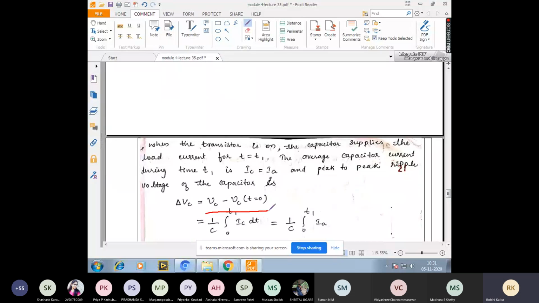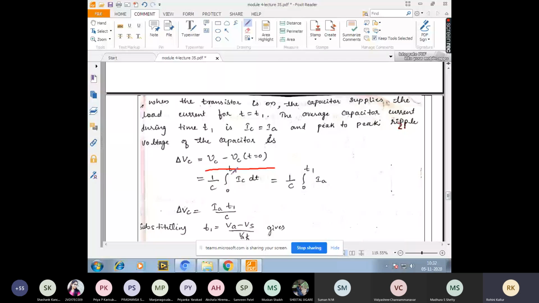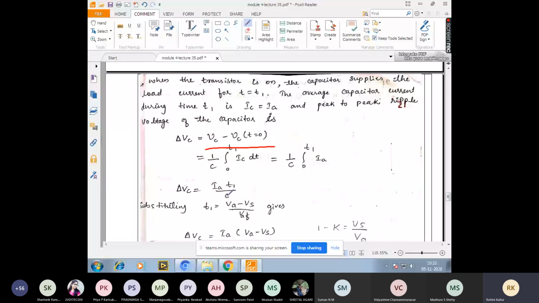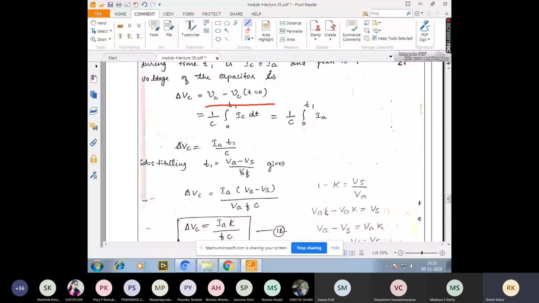So this delta Vc is nothing but Vc minus Vc at t equal to 0. t equal to 0 means this is the initial value of the capacitor voltage. So this is equal to 1 over C, integration from 0 to T1, because in this particular time the capacitor current is being fed to the load, and then Ic dt. Ic is nothing but your Ia. Ia is common, so I'll be taking it out. So Ia divided by C, and integration of 1 dt is T, so that is equal to T1. So what we have is delta Vc, which is equal to Ia into T1 divided by C.